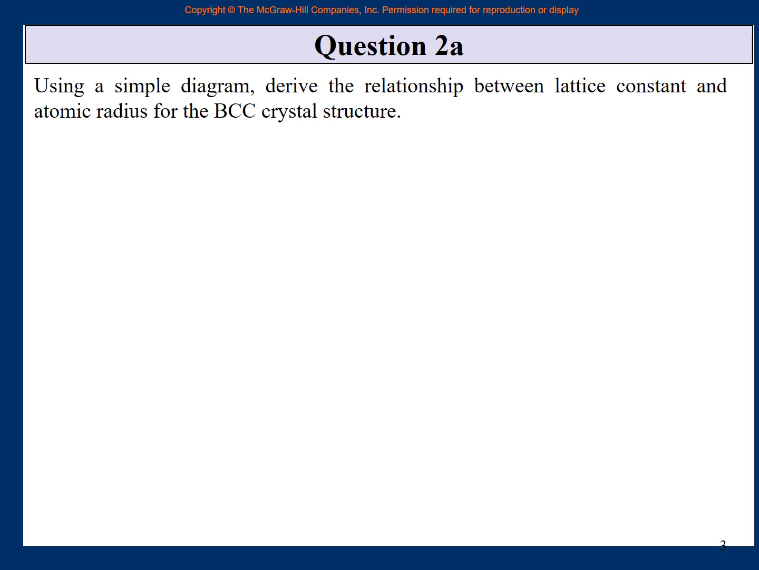Using a simple diagram, derive the relationship between lattice constant and atomic radius for the BCC crystal structure. It's a very simple question. It is fully covered in the lecture slides and in the book. So again, please stop for a moment, solve it on a rough page, and then compare.